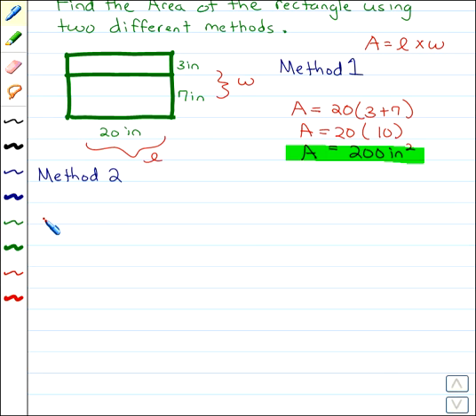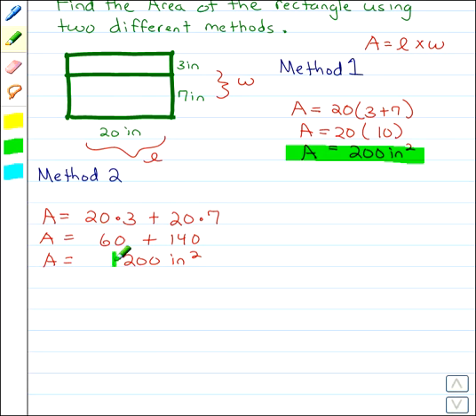Alright, for method 2, another way we could have done this, we can multiply the 20 times the 3 plus the 20 times the 7. So we're going to end up with 20 times 3 is 60 plus 20 times 7 is 140. We're going to add these together. We're going to get 200, and we're dealing with inches squared because it's area. So as you see, we get the same answer.